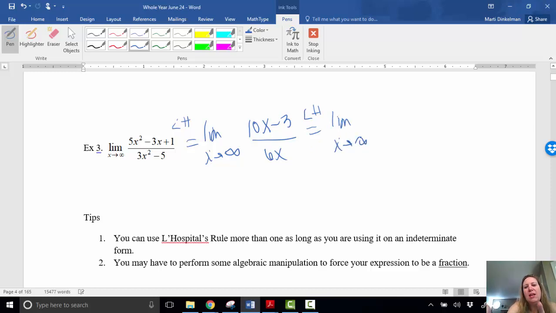So now if we take the derivative again, we get 10 over 6. And now x isn't even a part of our limit. We just have 10 over 6, which simplifies to 5/3, which is the answer that we got before. So it just kind of proves we're right.